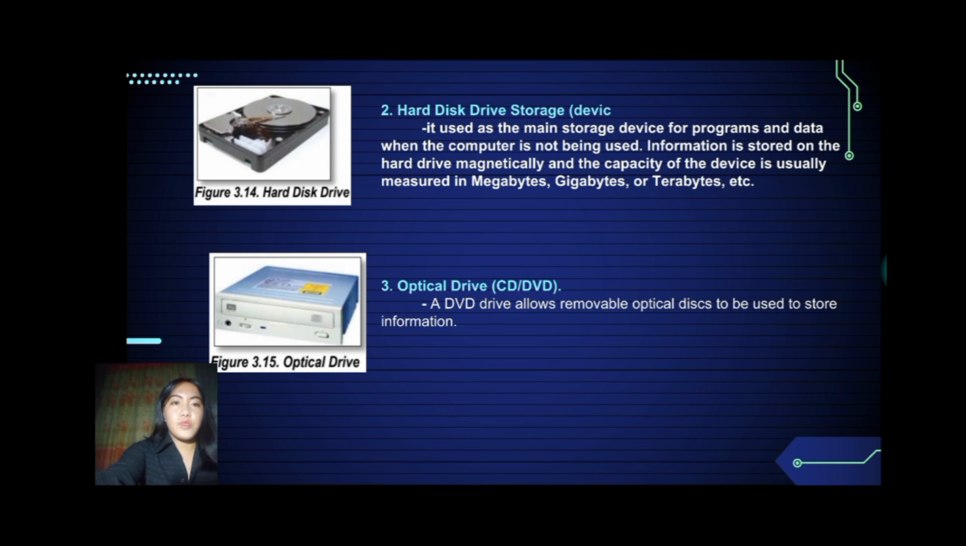Hard disk drive storage. A type of storage device commonly used in computers. It is used to store programs, data, and other files when the computer is not in use. Third, optical drive is a device that allows you to read and write data on optical discs. Optical discs like CDs and DVDs use laser technology to store and retrieve information.